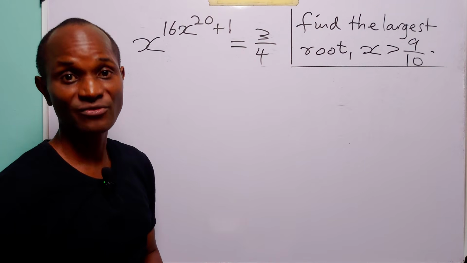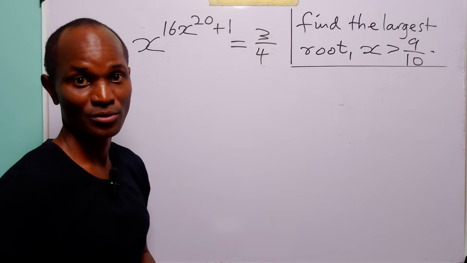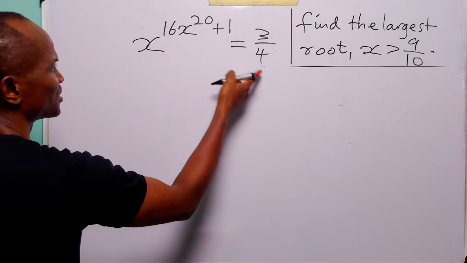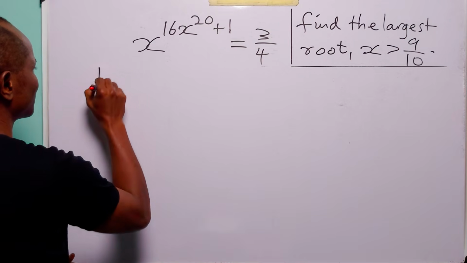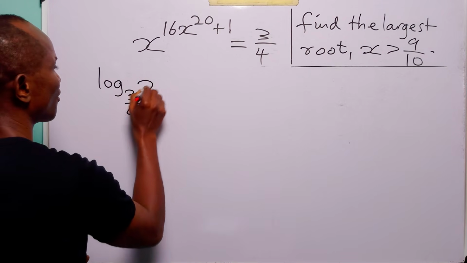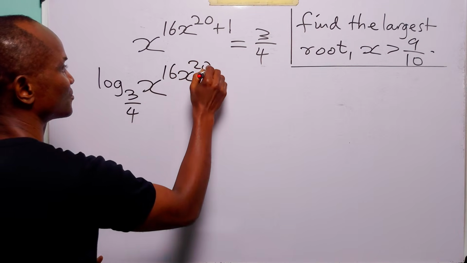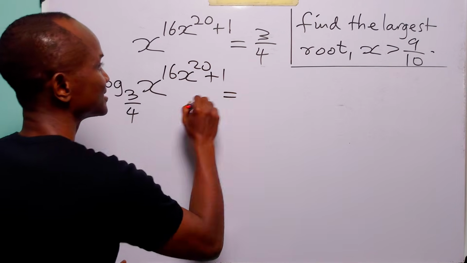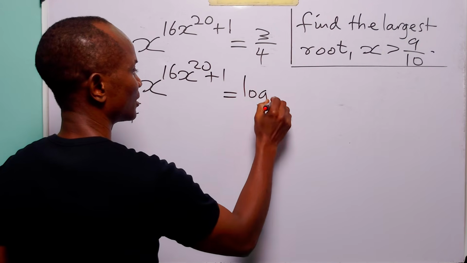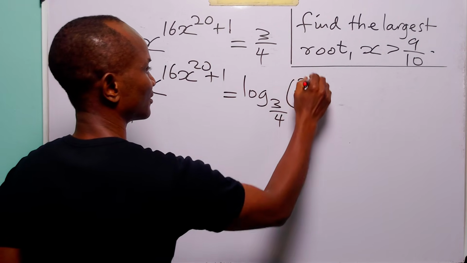And to make life easy for ourselves, we are going to take log to base 3 over 4. So when we take log of both sides of this equation, we have log to base 3 over 4 of x to the power 16x to the power 20 plus 1 is equal to log to base 3 over 4 of 3 over 4.